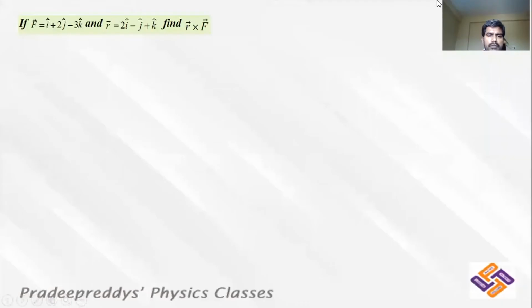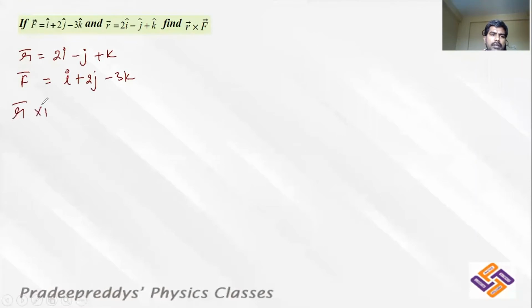One more simple question we have. You are given two vectors and you need to find their cross product. Given r bar is equal to 2i minus j plus k, and F bar is equal to i plus 2j minus 3k. R and F are given to you. I want to find R cross F.